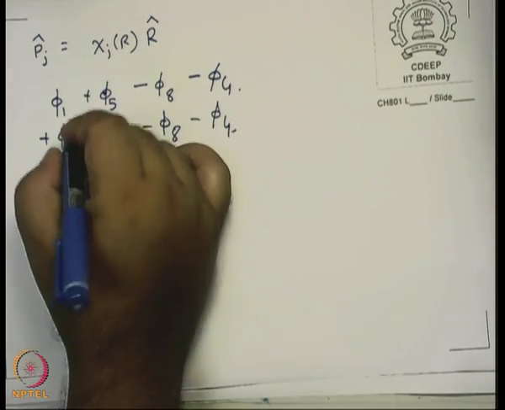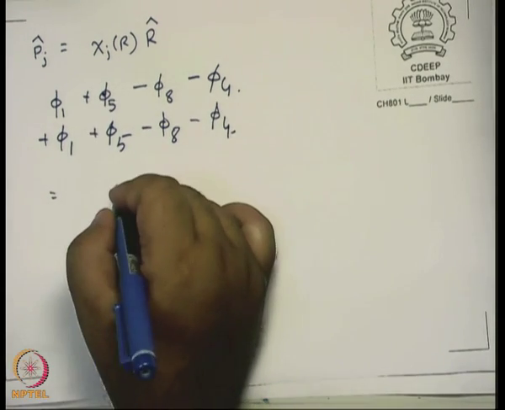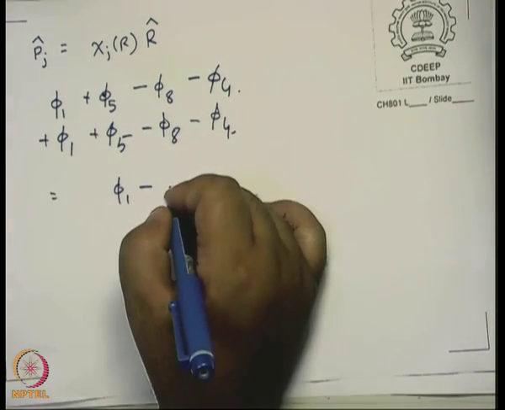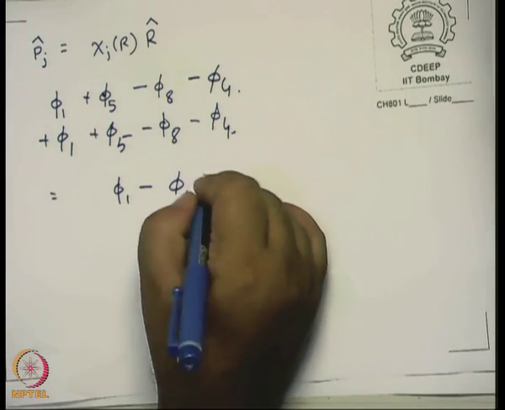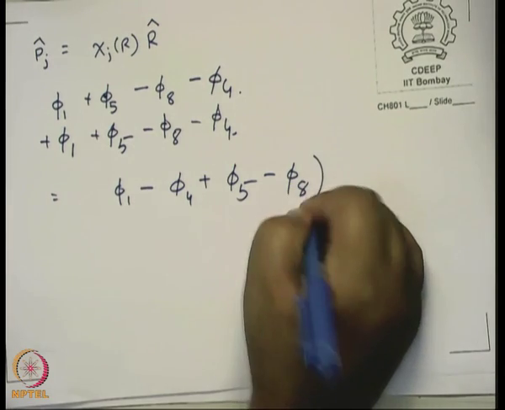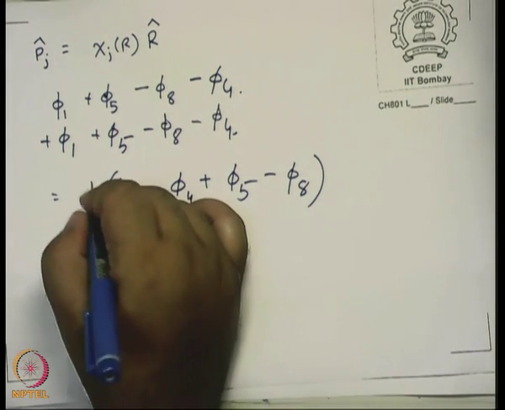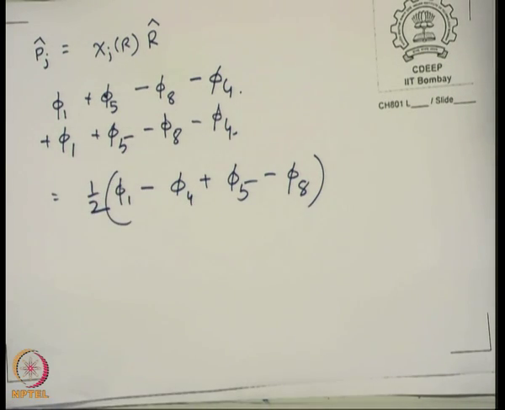So, what do you have? There is no need of writing 2 here, because in any case we have to normalize, right. So, basically we have phi 1 minus phi 4 plus phi 5 minus phi 8. And what will the normalization constant be? Half. So, this is your normalized symmetry adapted linear combination arising out of phi 1, AU.